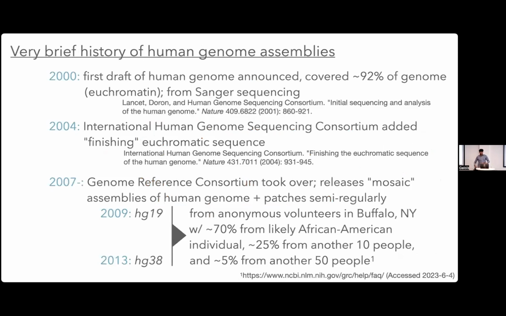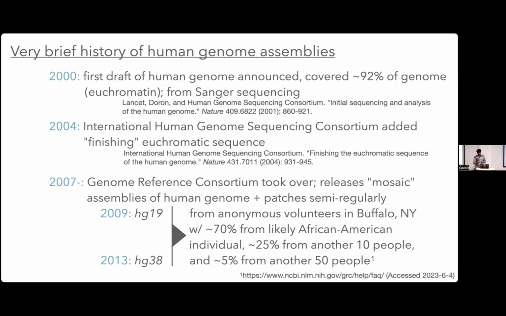So as far as human genome assemblies are concerned, in 2000, the Human Genome Project announced the first draft of the human genome. And it covered roughly 92% of that genome and included euchromatic sequence alone. Euchromatin is lightly packed DNA. It's in contrast to heterochromatin, which is tightly packed DNA, more difficult to access, contains more repetitive sequence, and it sort of eluded sequencing technologies of its time.